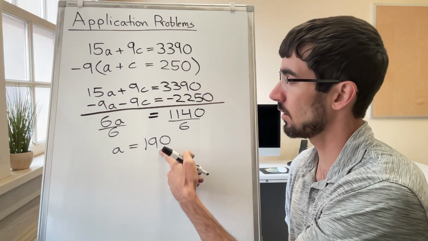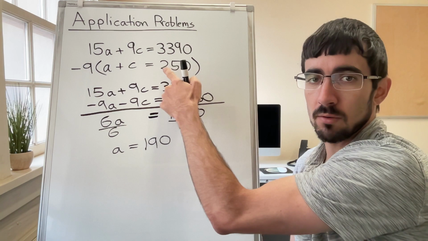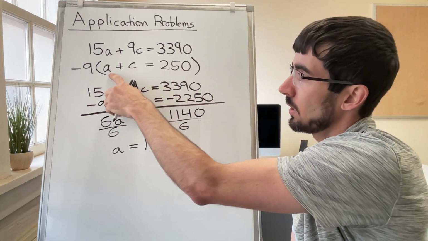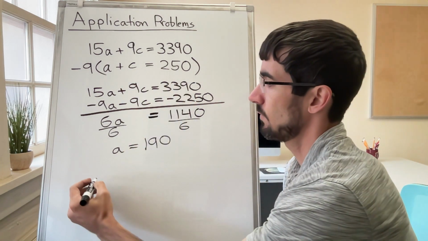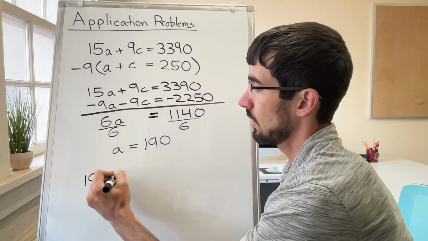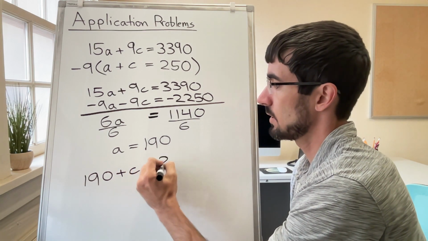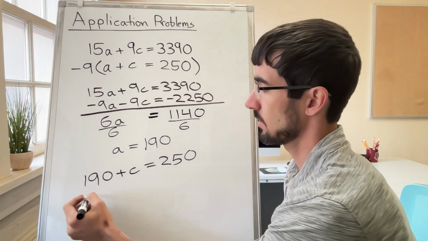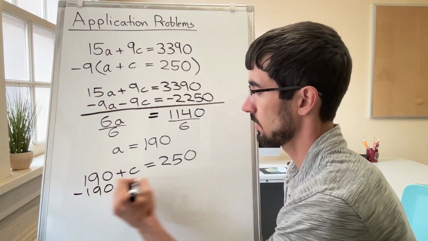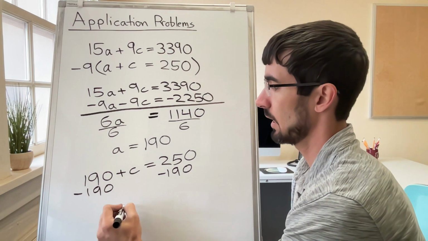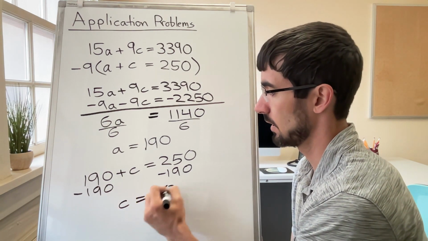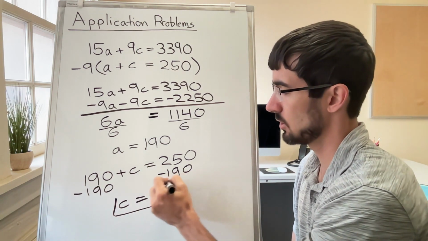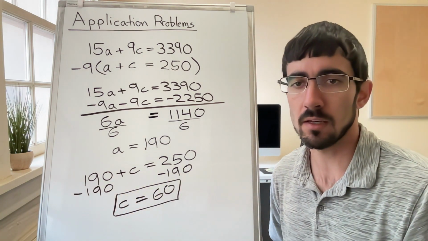I need to take this value for a, go back up to one of these equations and plug it into one of the equations. I will use the simplest equation that we saw up here, a plus c equals 250. So we know that a is 190, now we're trying to solve for c. 190 plus c equals 250. Let's subtract 190 from both sides, and we get c equals 60. If there are 190 adults, there must have been 60 children at the theater that night.